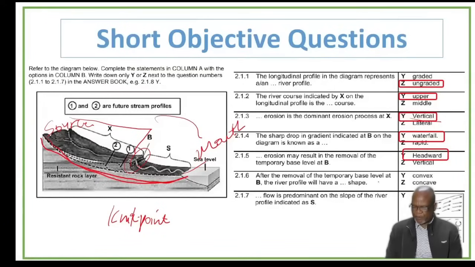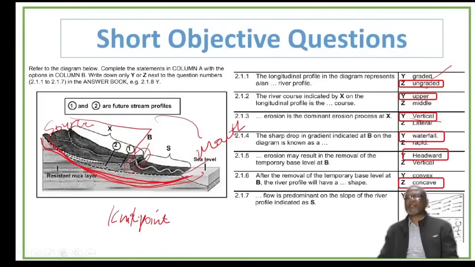After the removal of the temporary base level, so after all this is removed, now the river will have a concave profile, and now it will change from being ungraded to being graded. Once it has a smooth concave profile, it changes from ungraded to graded. So what do you mean when you say it is graded? It will be in a state of equilibrium.